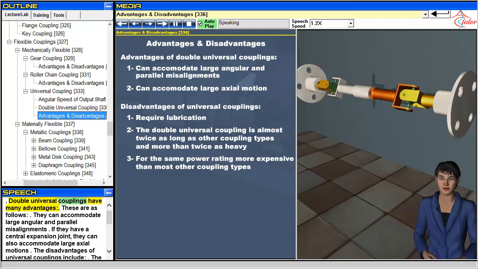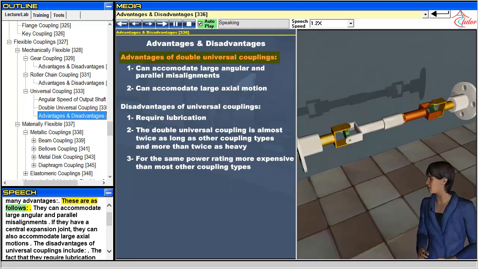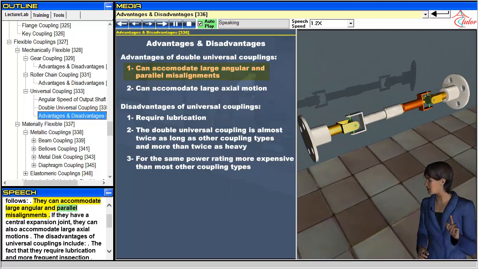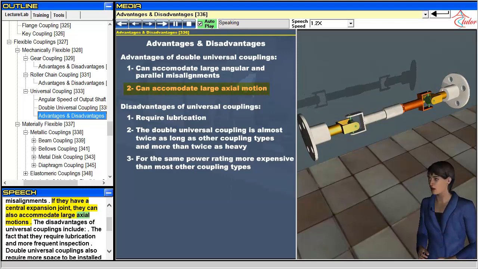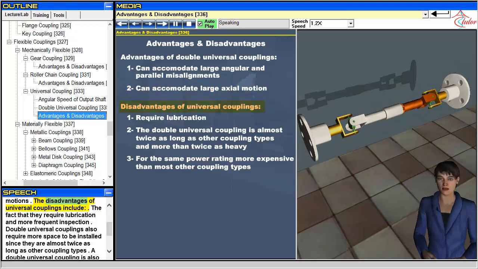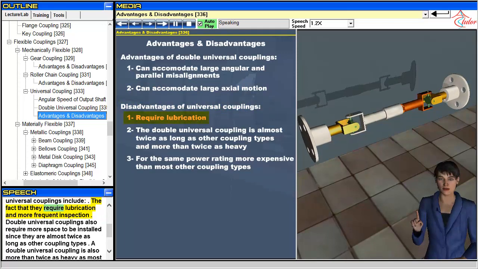Double universal couplings have many advantages. These are as follows. They can accommodate large angular and parallel misalignments. If they have an expansion joint, they can also accommodate large axial motions. The disadvantages of universal couplings include the fact that they require lubrication and more frequent inspection.